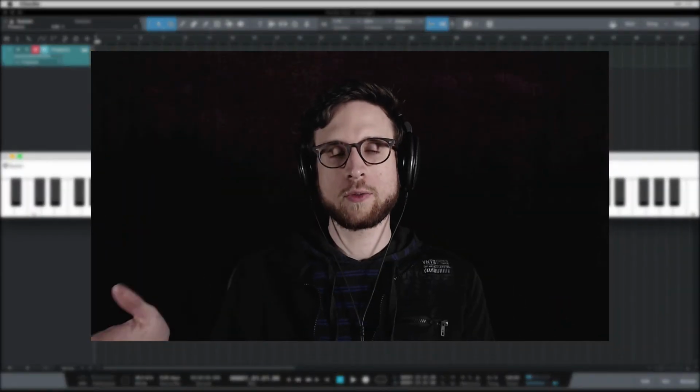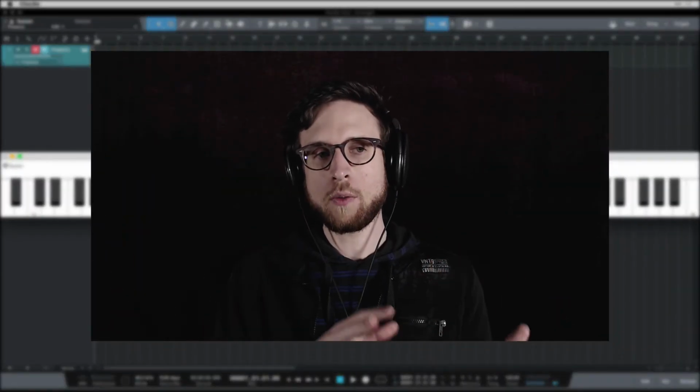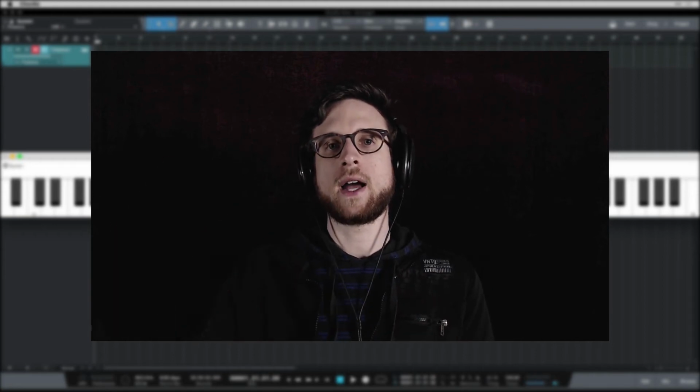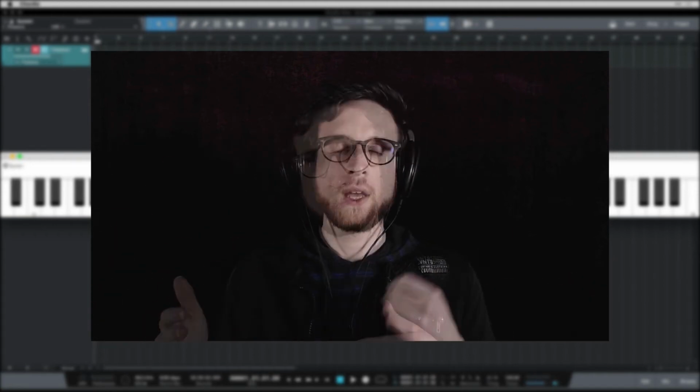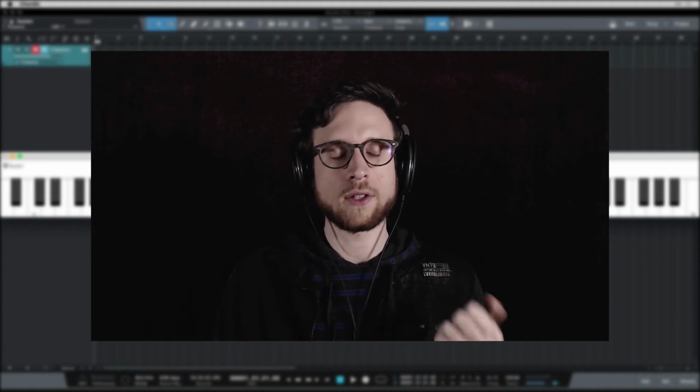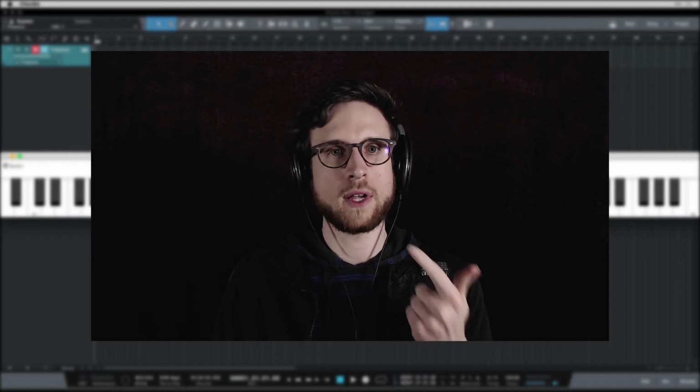A 1, 2, 3 progression is always going to sound the same, relatively speaking. It's just going to be higher or lower in different keys. That's because the numbers are attached to the chord qualities. The 1 is always major, the 2 is always minor, the 3 is always minor.